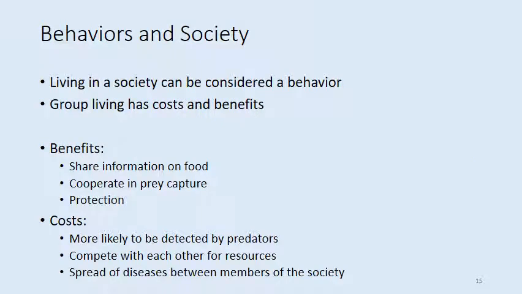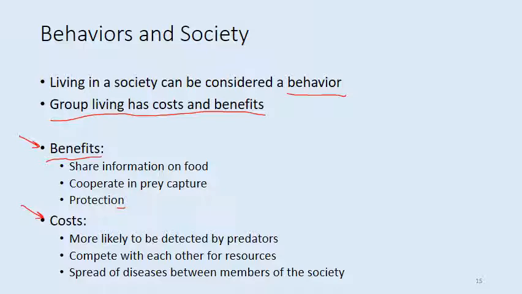Living in a society can be considered a behavior. Group living has costs and benefits. On the exam, be able to give an example of benefits of living in a society, and then be able to give an example of a cost, meaning detrimental effect of living in a society. So the benefits, you could say any one of these on the test. You could write any one of these. Share information on food, cooperate in prey capture, protection, so protecting each other since you're together in a group.